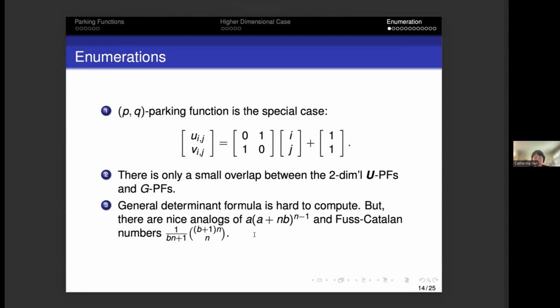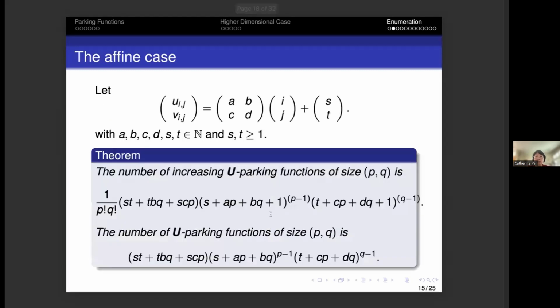People familiar with parking functions will realize these numbers give you, in the one-dimensional case, the number of vector parking functions and the increasing ones when the vector is an arithmetic progression. So in higher dimensions, we have some analog of this arithmetic progression, which we call the affine case.